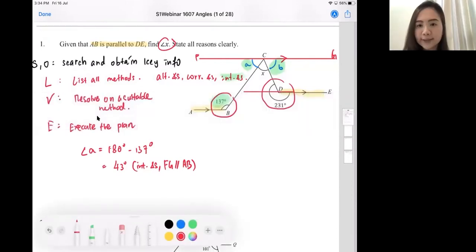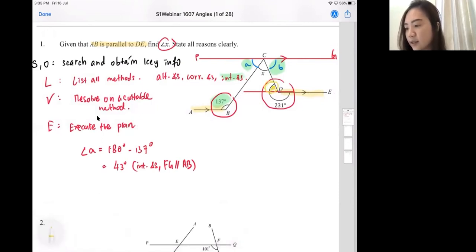Okay, so there are a few ways. We can actually extend this line ED, and then we find this angle here that I just colored in yellow. How do we use this? We take 231 degrees and subtract 180. Then we can use this angle, and this angle here is equal to B, because they are alternate angles.